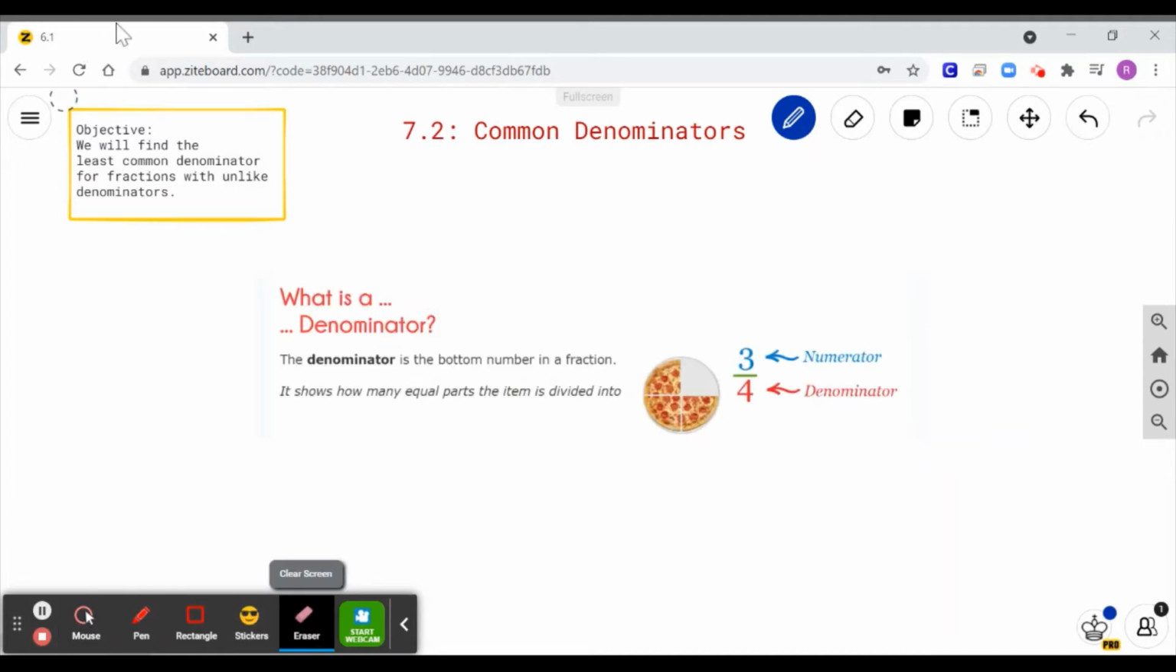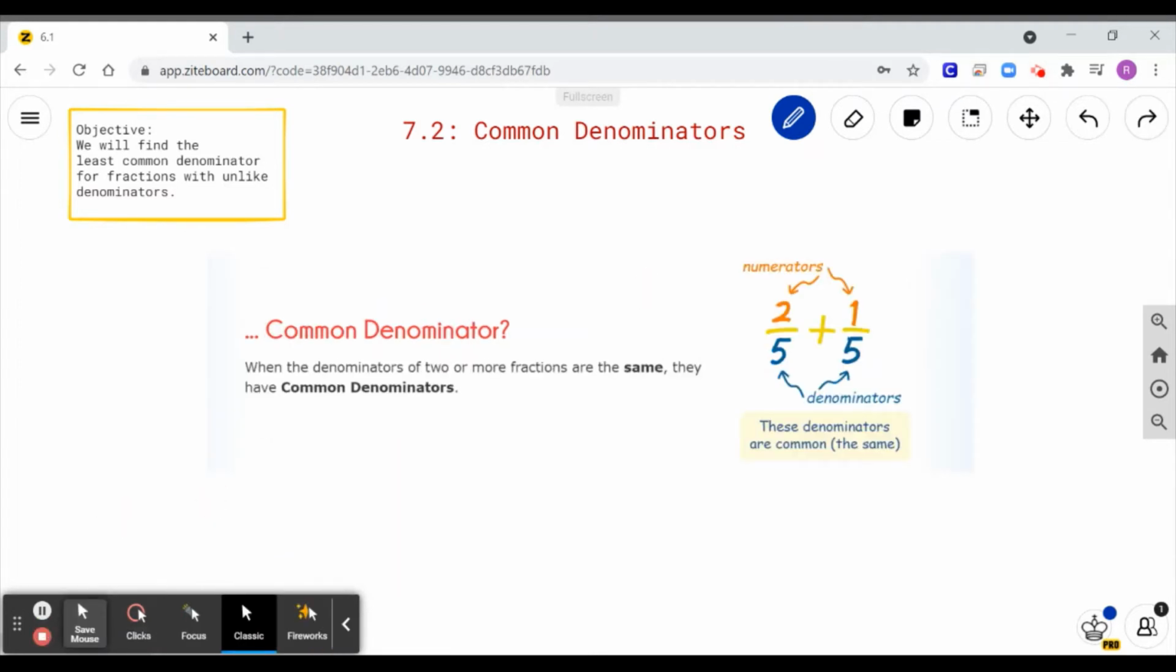So today we're going to focus on finding common denominators. We're going to review a little bit, and then I'm going to show you how to find common denominators. We already went over what a denominator is, but again, the denominator is the bottom number in a fraction, and it shows how many equal parts the item is divided into. So for this pizza that you see here, you can see that there are 4 equal pieces of the pizza, but 3 of them are still left. So our fraction is 3/4.